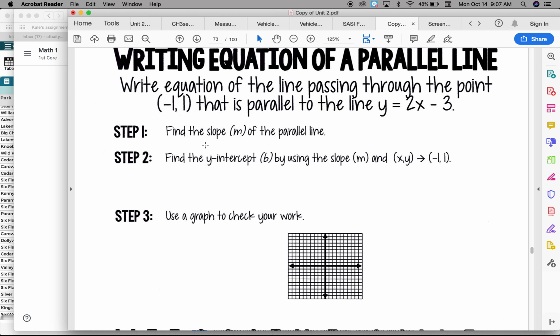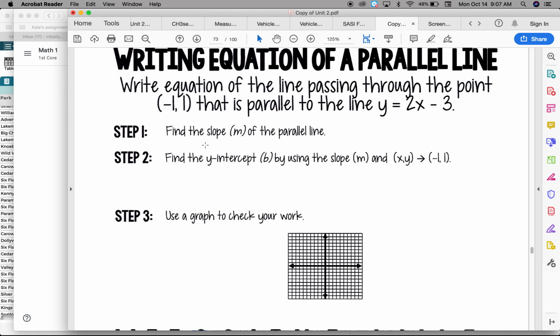Now all we have to do is actually plug in the point to find the y-intercept. So we're going to say that y equals mx plus b. And for y, we're going to plug in 1. For m, we plug in 2. For x, we plug in negative 1.